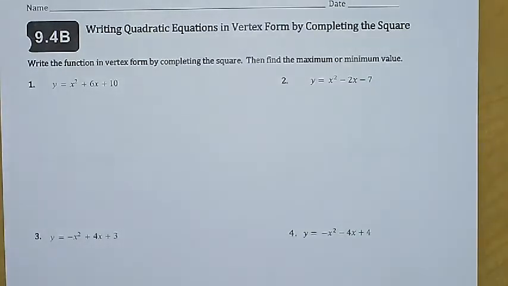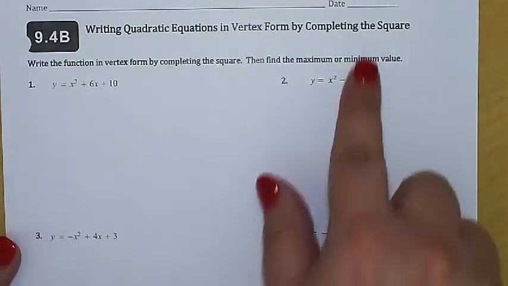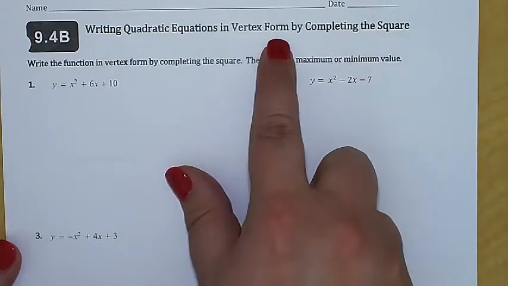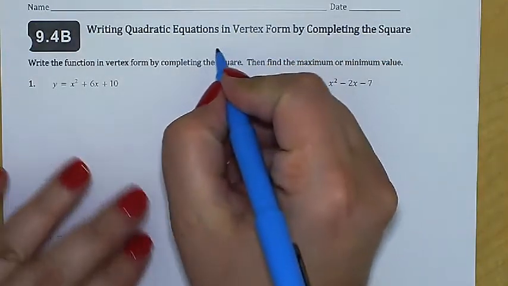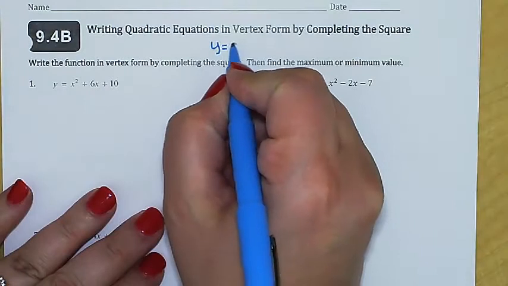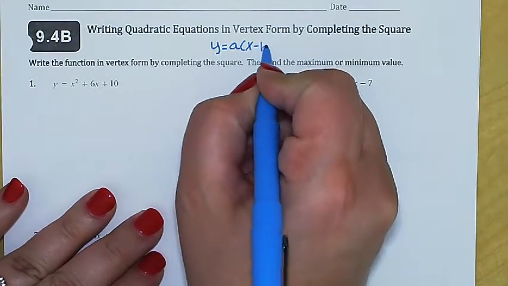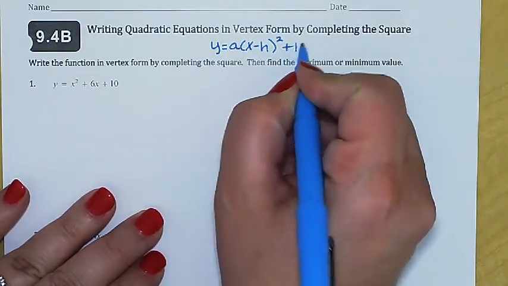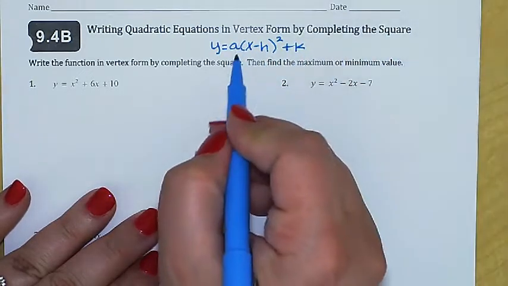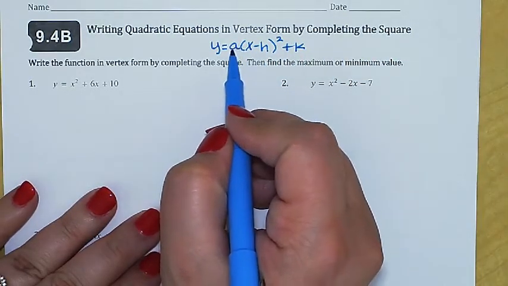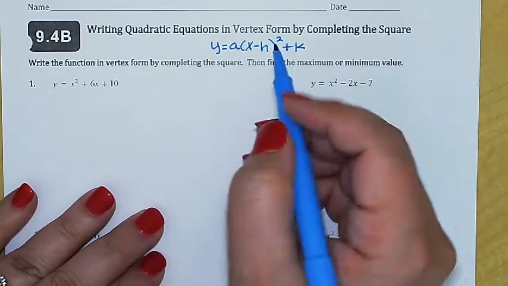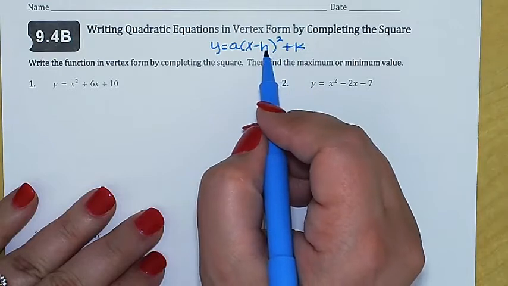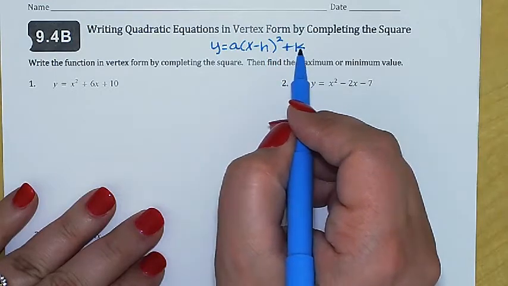On this second part of lesson 9.4, we're going to focus on using completing the square to write the vertex form of a quadratic. So first of all, let's review what that looks like. Vertex form of a quadratic is when it is written in this format, where H and K are the vertex. A is still the leading coefficient that tells you which direction that parabola opens, upward or downward, if it's wide or narrow. But the advantages to vertex form is that we can see that vertex ordered pair right away.